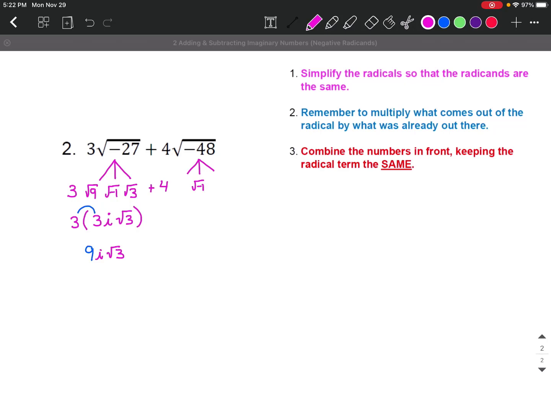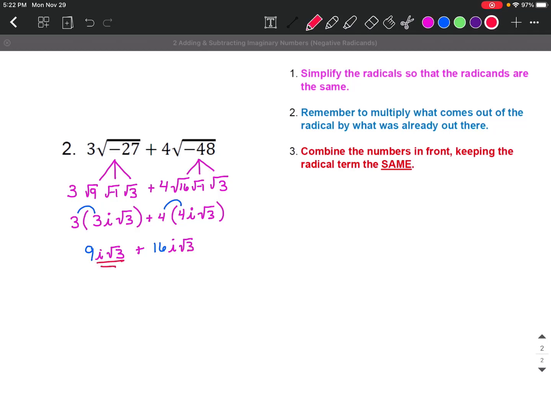I see the negative 1, so I'm automatically going to write down the square root of negative 1. Now I need a perfect square that goes into 48. That's going to be 16, and 16 goes in 3 times. So again, I'm going to bring down my plus 4. My square root of 16 is 4. My square root of negative 1 is i. And I'm going to keep my square root of 3. Next step, we multiply. 4 times 4 is 16. And we keep the i radical 3.